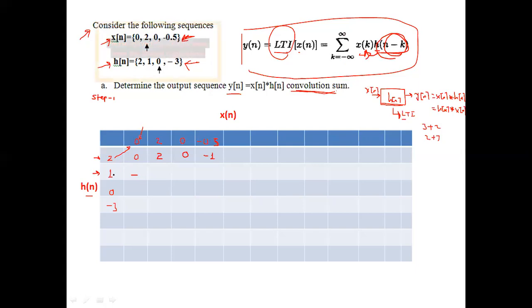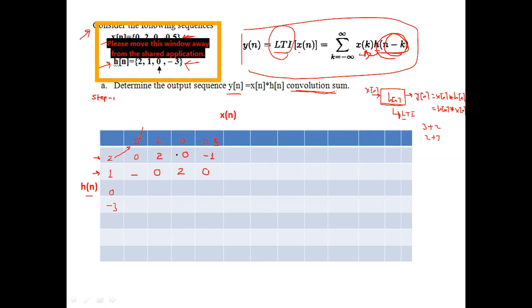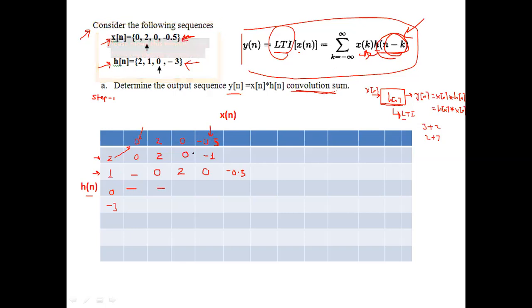X is our input. Then 1 times 0, it will be 0. 1 times 2, it will be 2. 1 times 0 again, 0. 1 times minus 0.5, it will be minus 0.5. Okay. Before you go to the next multiplication, again shift h by 1 more, because k increases, right? Then multiply.